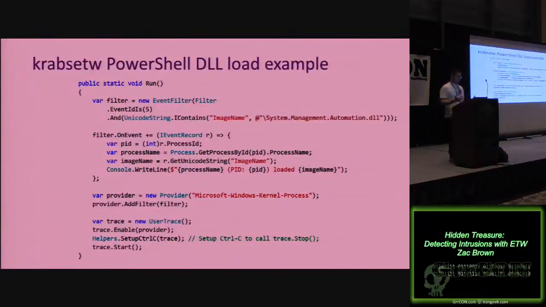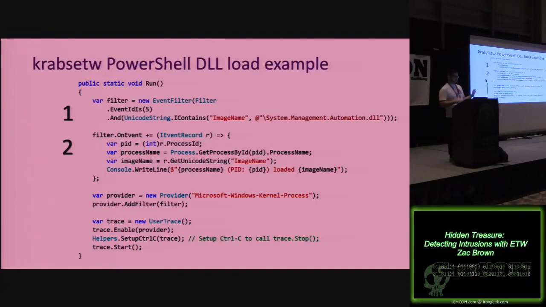Now we're going to talk about PowerShell DLL loading. This happens when an attacker ends up loading PowerShell in something you're not expecting. Usually it's system.management.automation.dll loaded into something like winlogon.exe or maybe explorer.exe. Up at the top, we're going to look for event ID 5, which is DLL load, and we're going to look at the image name property and check whether it contains system.management.automation. Again, we're going to set up a filter callback.